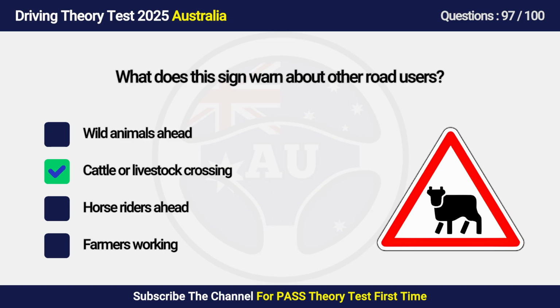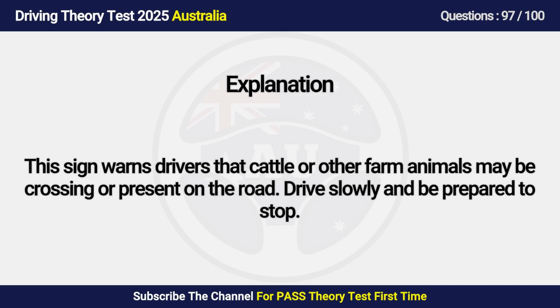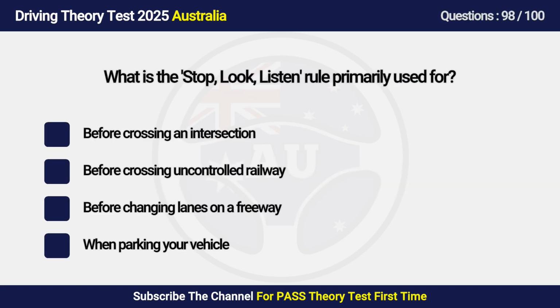Answer is B. Cattle or livestock crossing. This sign warns drivers that cattle or other farm animals may be crossing or present on the road. Drive slowly and be prepared to stop. Question 98. What is the stop, look, listen rule primarily used for? A. Before crossing an intersection. B. Before crossing uncontrolled railway. C. Before changing lanes on a freeway. D. When parking your vehicle.